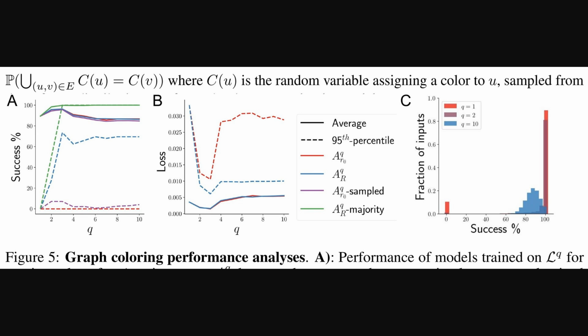Part B shows the loss, basically how much error the model makes. And Part C, the histogram, confirms that with a higher Q, like Q equals 10, the model shows a range of success rates, not just an all or nothing outcome. This varied success is exactly what they want for effective randomization.